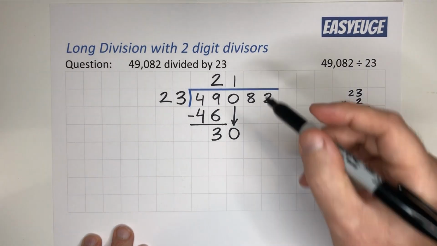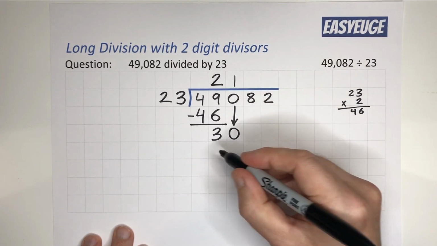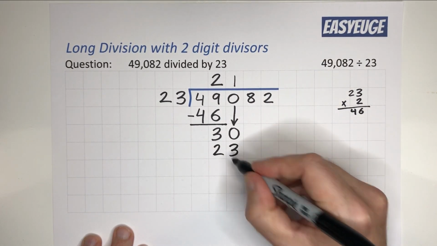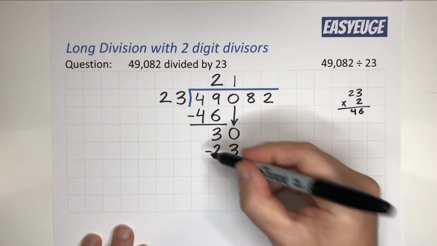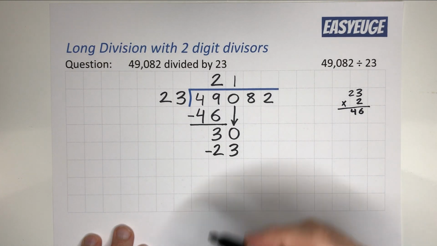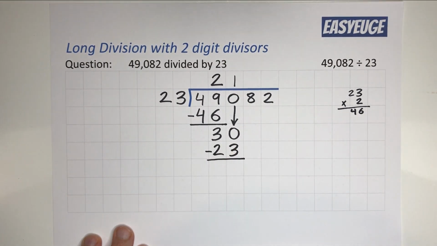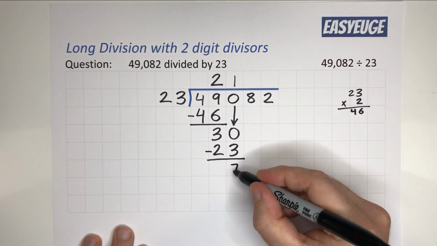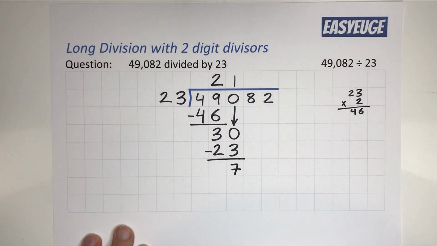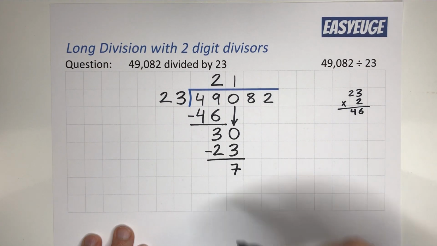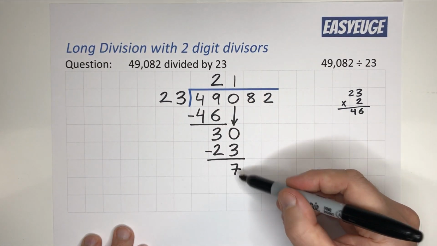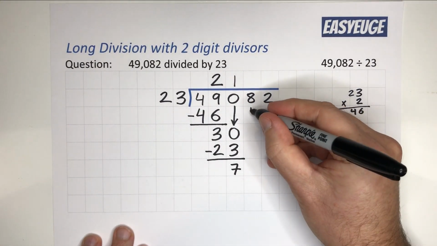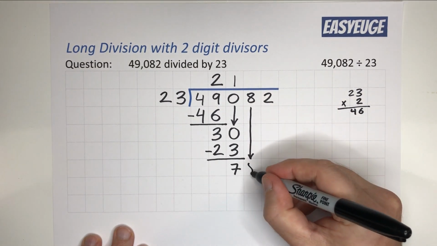Let's work it out. 1 by 23 is 23. Let's put a subtract to work out the remainder. Draw our answer line. 30 take away 23 is 7. Great. Now will 23 divide into 7? It won't. So let's drag down the number 8.